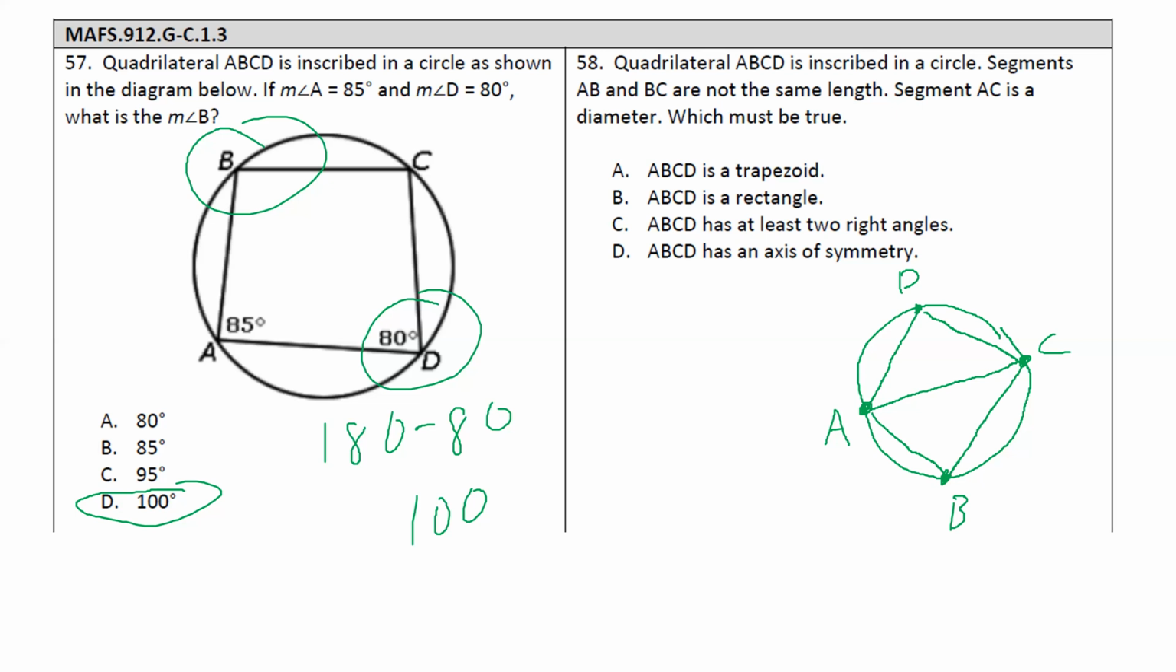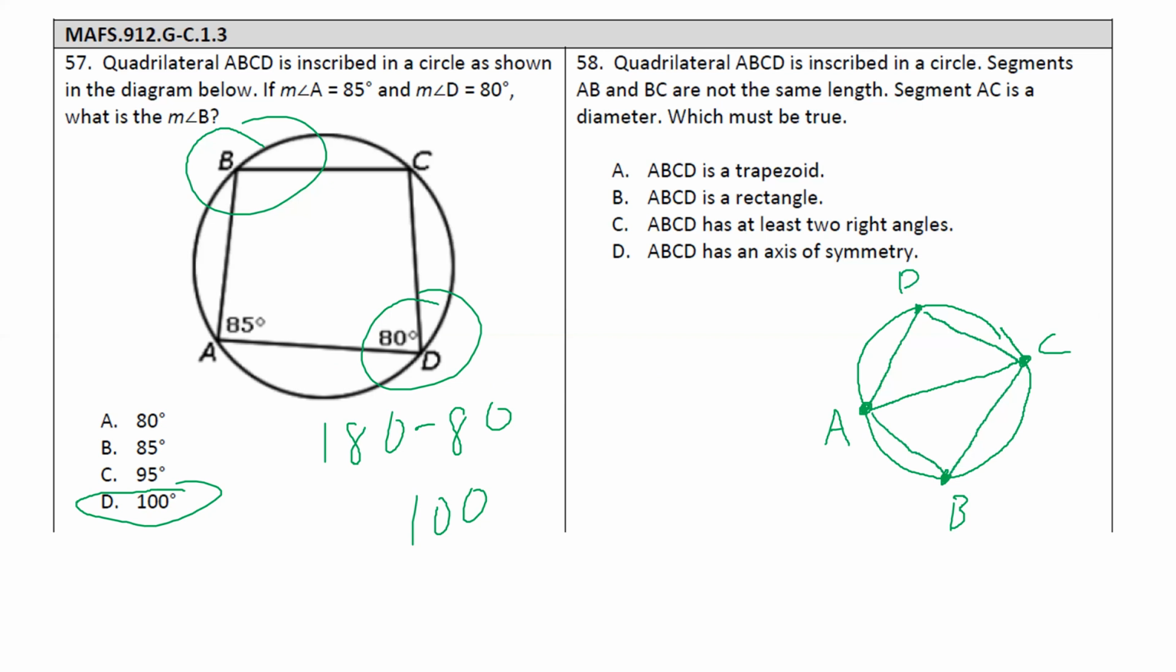Which one do you think is true? Now that you have the diagram, maybe it'll help. It's not a rectangle. Nope. C. We have at least two right angles in here.